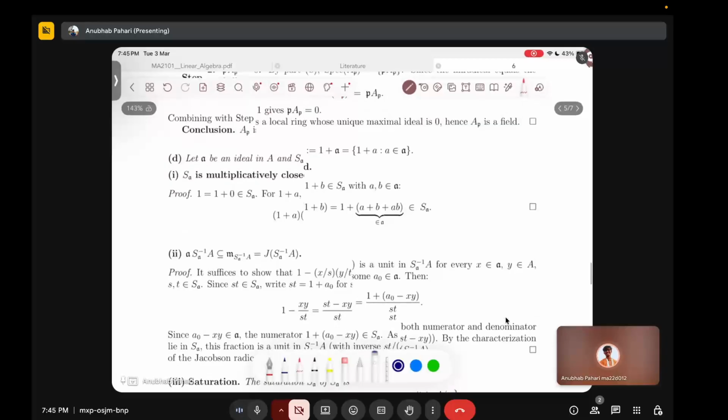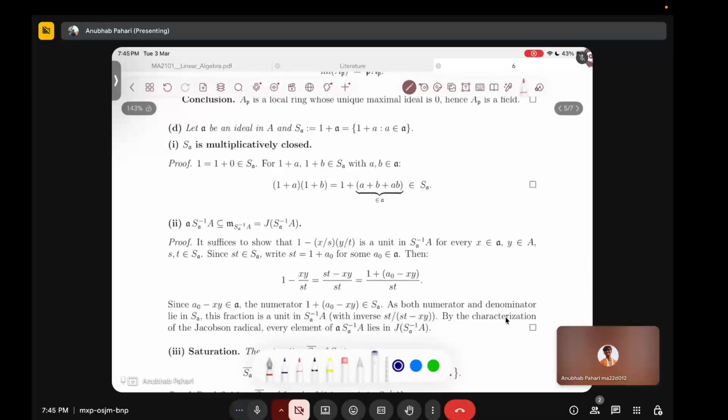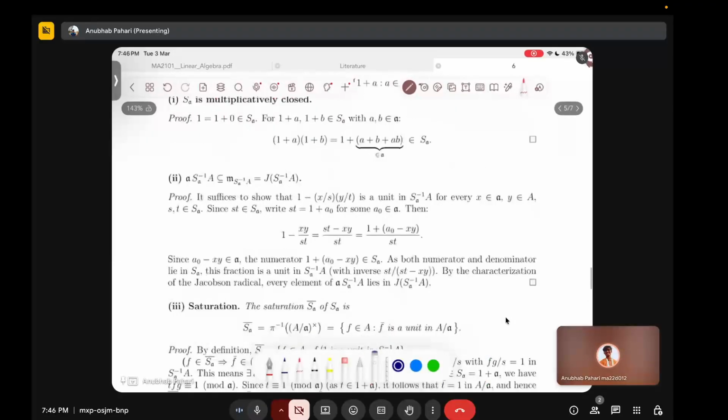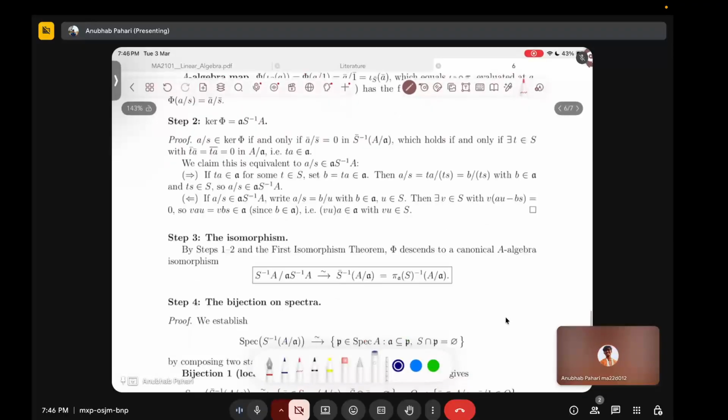Now we prove question D, which has 2 parts. Let A be an ideal of the ring, and S_A is 1 plus A. It is a multiplicatively closed set. We have to show that S_A is multiplicatively closed, and that A of S_A inverse A belongs to M of S_A inverse A, which is the Jacobson radical of S_A inverse A. Then we have to show the saturation. So I suggest you try this for 5 minutes, then we can start discussing this.